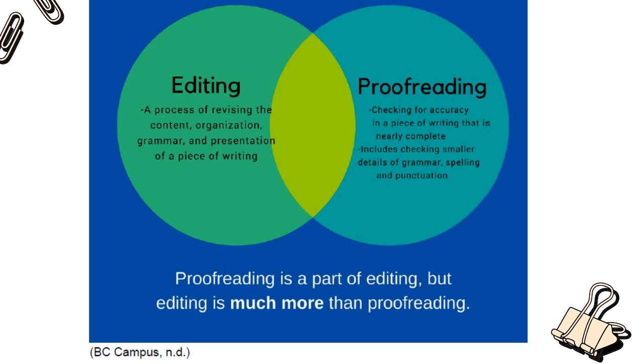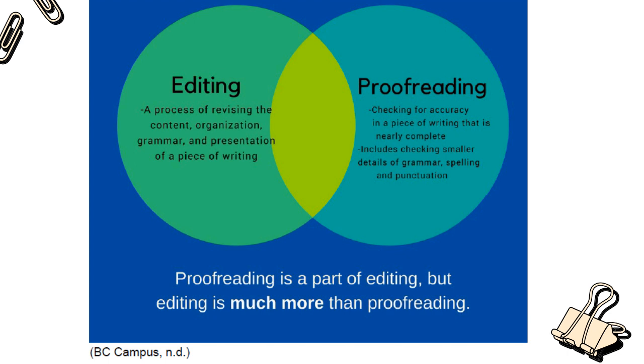So let's start with editing first. Editing is the process of revising the content, how you organize it, considering your grammar, and the presentation of a piece of writing. So I think many of us have edited our work at some point. It's where you're fixing it to align with and organize it in a particular way. It's where you're checking your grammar, how you present it, and you look at your overall writing, the structure of it. But proofreading means that you're now checking for the accuracy of it. The accuracy in a piece of writing that is nearly complete. So this is towards the end of your work once you've structured it already.